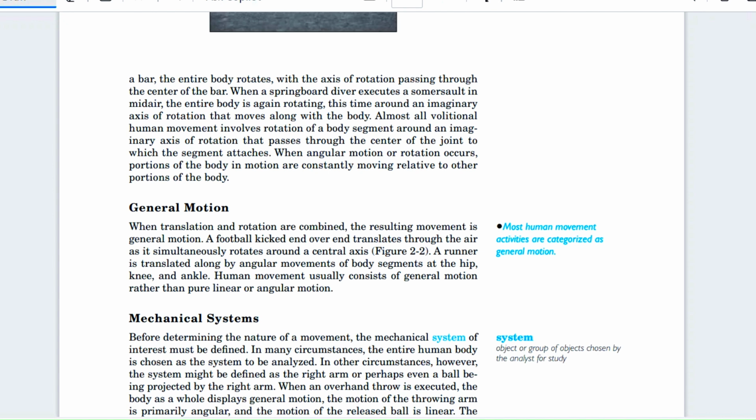So in this lecture we have discussed linear motions, angular motions, and general motions. Before starting that, we discussed certain questions arising in this chapter, and after that we discussed the mechanical system selection, that is, what body part we are going to choose to analyze. It is important to define the object or body part under analysis, as it is essential for accurate movement evaluation.